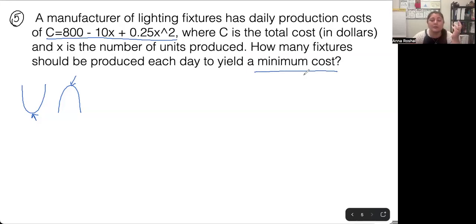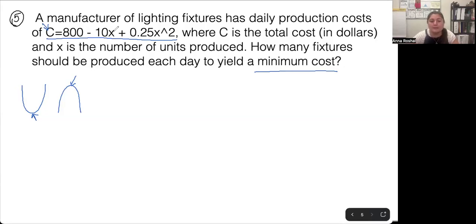The other option is what would happen if you would have a cost of 0. When you have a cost of 0, you would just replace the C with a 0 and solve for x. But in this case, we're looking for a minimum cost. So we're looking for this piece down here. Now, this is my vertex. So we're going to find that vertex. We're going to start off with the axis of symmetry first.